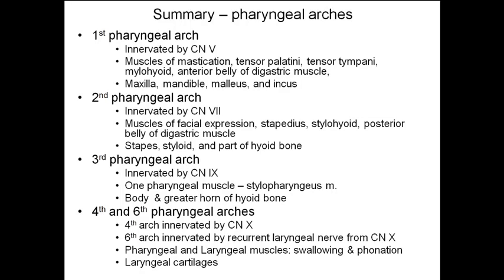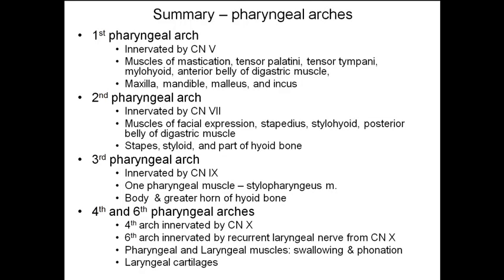Second pharyngeal arch, same theory. We've got cranial nerve 7, the facial nerve, innervating muscles of facial expression. On top of that, you've got the stapedius, stylohyoid, and the posterior belly of the digastric muscles, also coming from the second arch because they're innervated by cranial nerve 7. And the cartilage associated with it directs the formation of the stapes, the styloid process, and part of the hyoid bone. And again, the stapes and the stapedius are closely related, so it makes sense that they'd have a common origin.